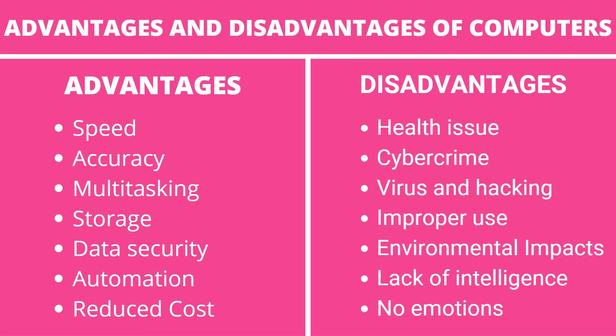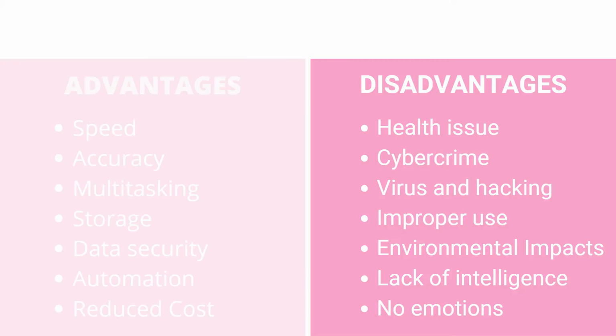Next, we will discuss the advantages and disadvantages of computers. The main advantages are speed, accuracy, multitasking, storage, data security, automation, and reduced cost. The main disadvantages are health issues, cybercrime, virus and hacking, improper use, environmental impacts, lack of intelligence, and no emotions.